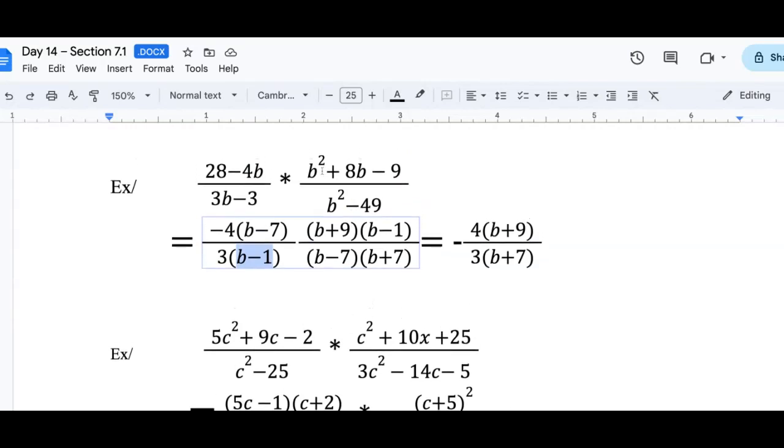On this side, we have b squared plus 8b minus 9, so we want to factor it as b plus 9 times b minus 1. Then b squared minus 49, we just factor as b minus 7 and b plus 7. So then we cancel the common factors in the numerator and in the denominator. We see b minus 7 in the numerator and also in the denominator. Those two cancel to be 1. B minus 1 in the numerator and b minus 1 in the denominator, so those two cancel out to be 1. So we're left with negative 4 over 3, times b plus 9 divided by b plus 7.